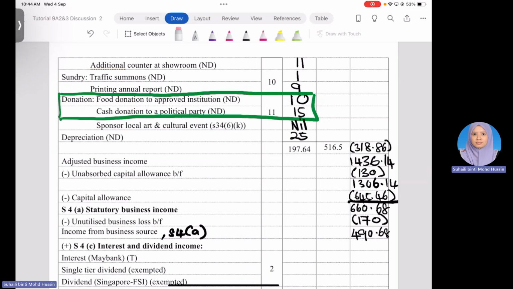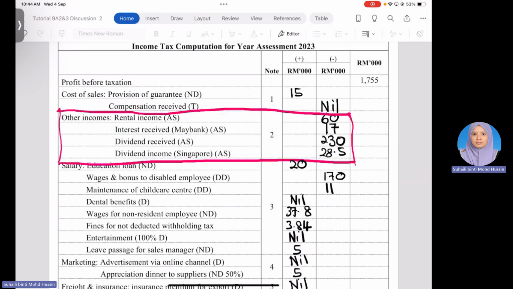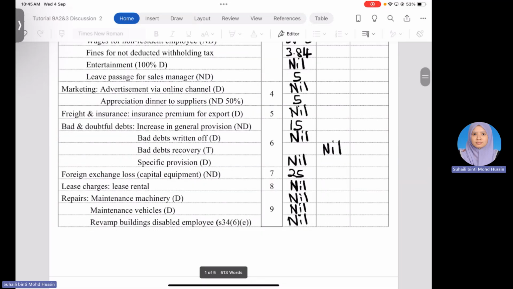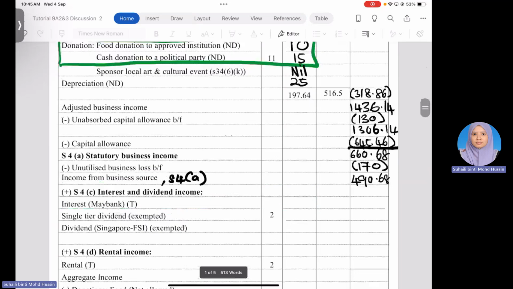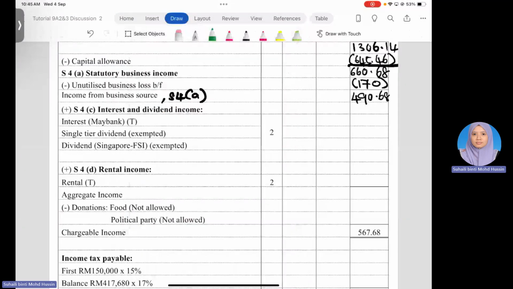After we get section 4 subsection A, we record again the 4 items that we classed according to section 4 subsection C and section 4 subsection D. We have rental income, interest and dividend. Interest and dividend we class under section 4 subsection C, and rental income under section 4 subsection D.